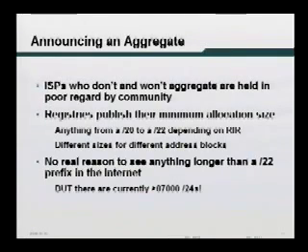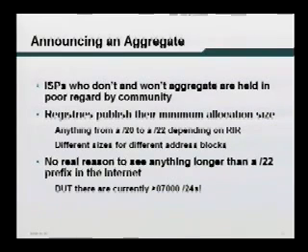Now, ISPs who don't and won't aggregate are held in poor regard by the community. Each time I say this, I'm beginning to wonder more and more if it's wishful thinking rather than reality. 10 years ago, I think this was reality. The CIDR report was there and people were determined not to be in the top 30. Nowadays, I've seen people do marketing based on the fact that they appear in the top 30, because they say, we're the biggest ISP because we appear in the CIDR report.